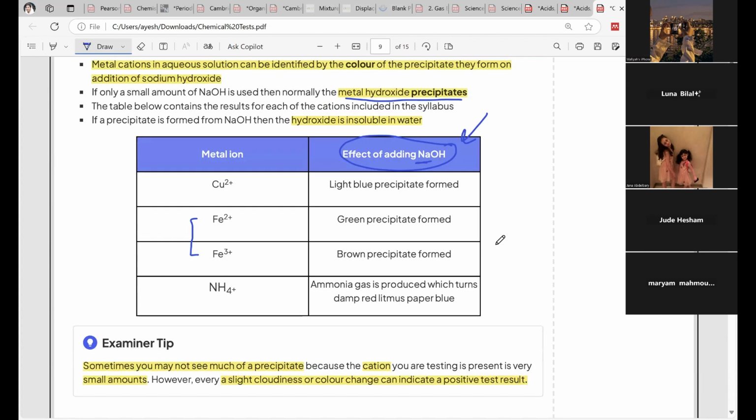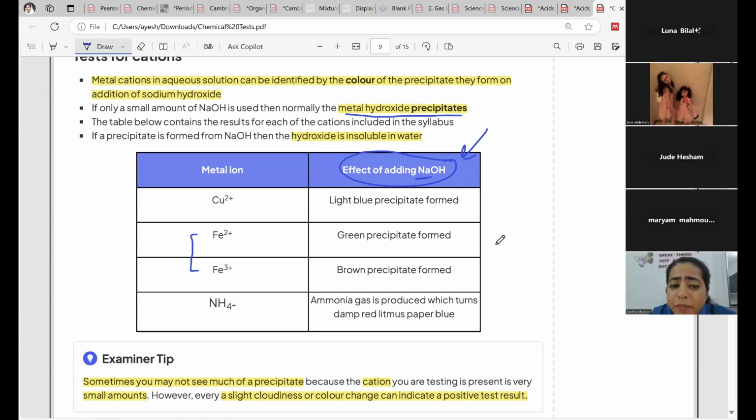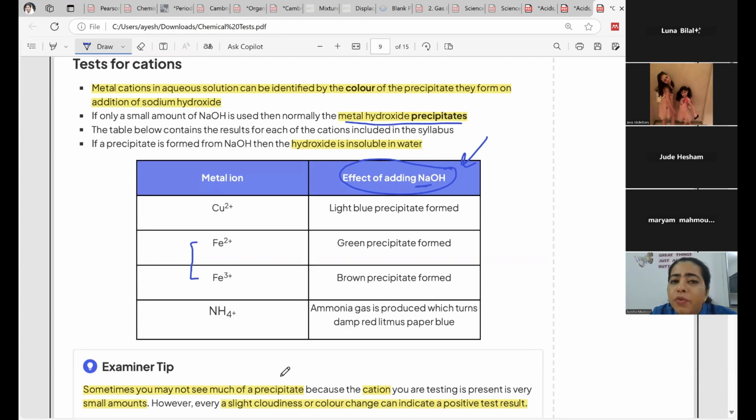Okay, there is one problem in this one, and that is sometimes you will not be able to see much of the precipitate or color. It will be a little hard to identify because you will not be able to see much of the precipitate formation. And the reason why it will be less is because maybe the cation present is very small in quantity. So it is giving very little precipitate at the end.